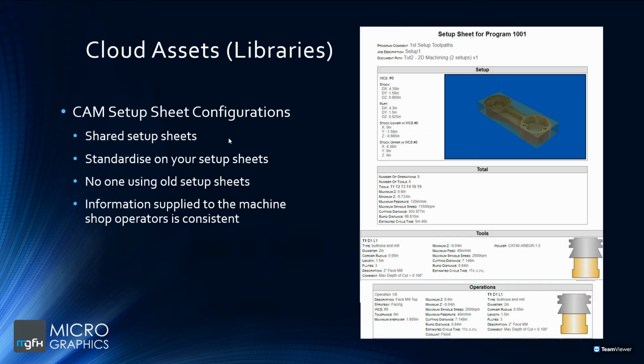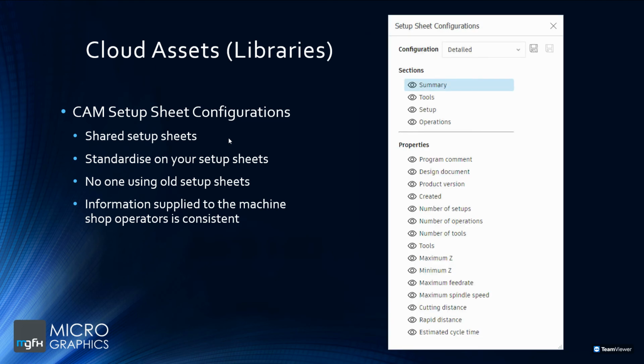And then the last one that I'm going to look at here is the asset libraries and the setup sheet configurations. And the way I see it here with setup sheet configurations is that you can share your configurations or your setup sheets to standardize on your output of your sheets. If all the users use the same setup sheets for their programs, then no one would be using old setup sheets, and information supplied to the machine shop or the operators is consistent. You're using a company standard.